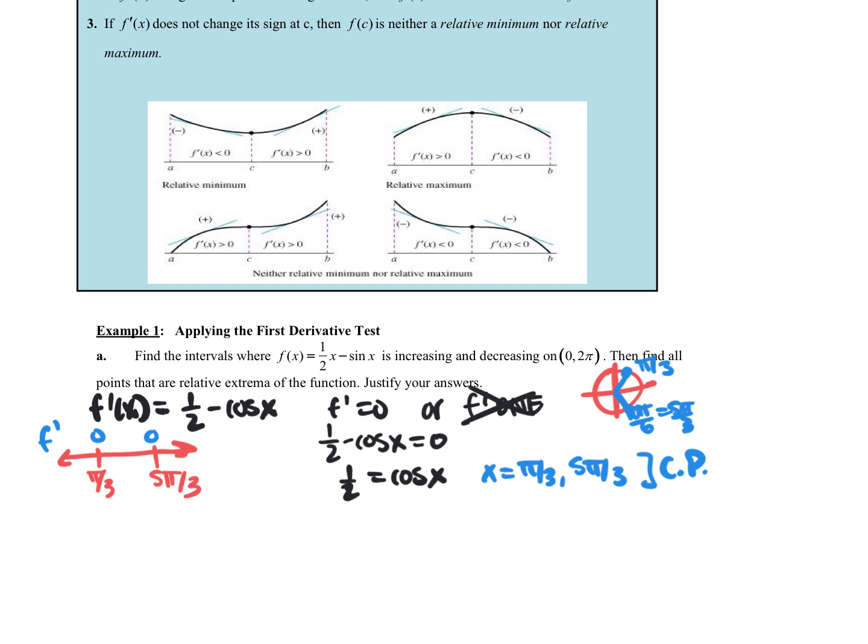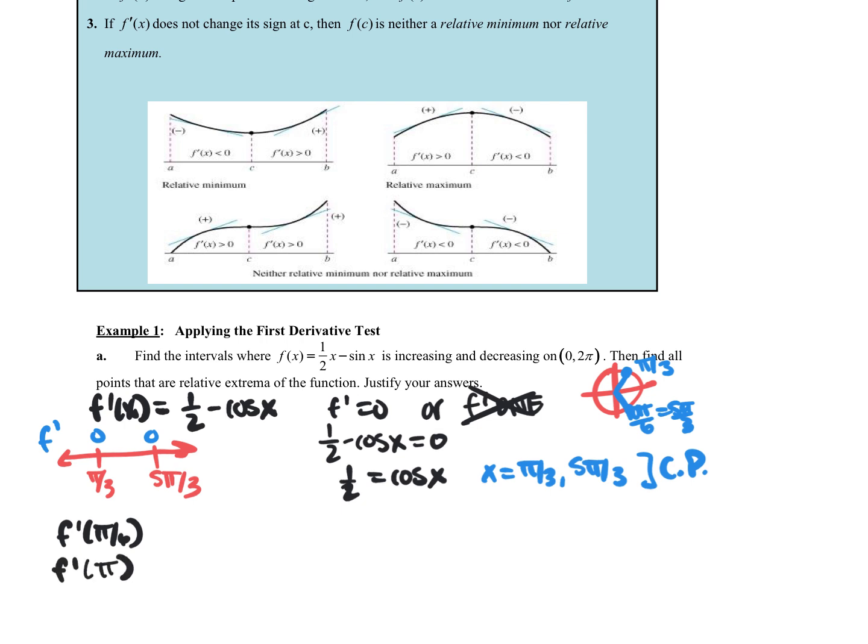So we need to check a value before pi over 3. So what's something before pi over 3 here? Pi over 6 would be a good angle, right? Because we want to make sure we're staying between 0 and 2 pi. So let's plug in pi over 6. That'll give us something for this first interval. We need something between pi over 3 and 5 pi over 3. So what would be a good angle between them? I think pi, right? I like pi.